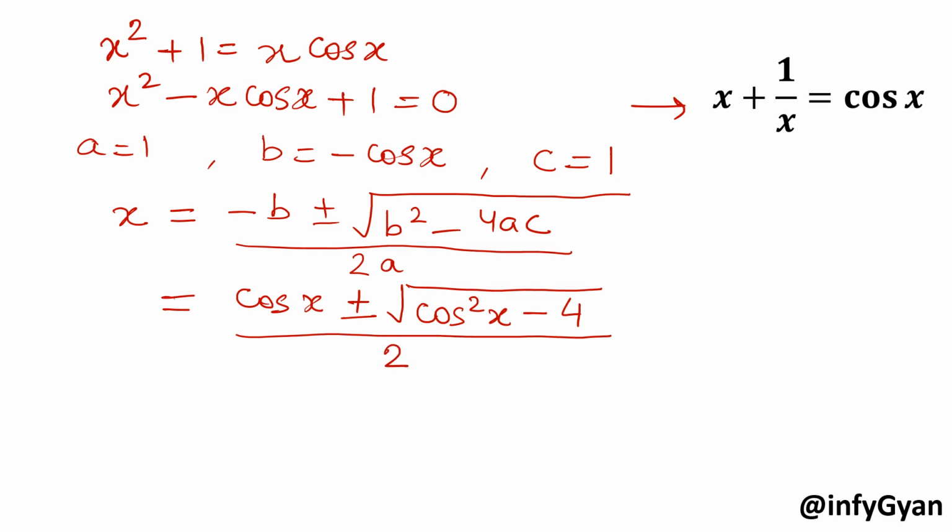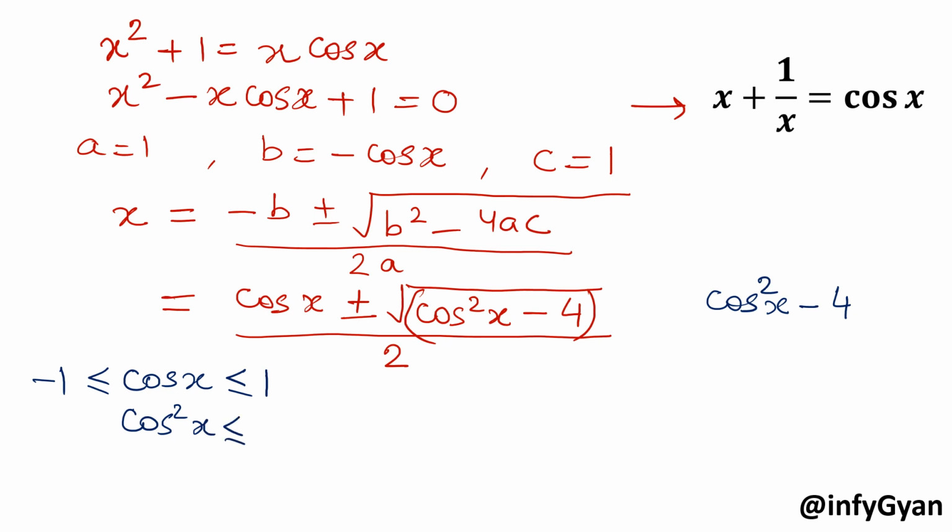Now come to this square root part only. I am targeting this part only. So let me consider cos square x minus 4. As we know, cos x lies between minus 1 and 1. So cos square x would be non-negative, so 0 to 1, because if you take the square of any negative number, it will convert into positive. So it would be non-negative only, 0 to 1. Because 0 to 1 means the number is a fraction. If you take the square of a fraction, it becomes a smaller number.